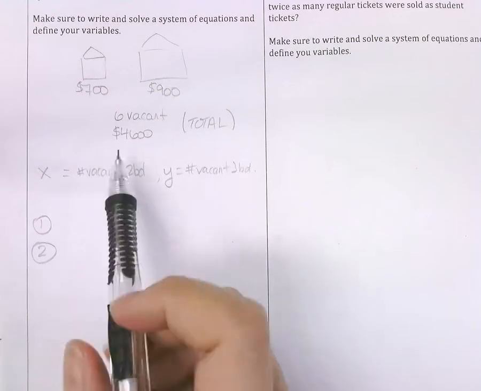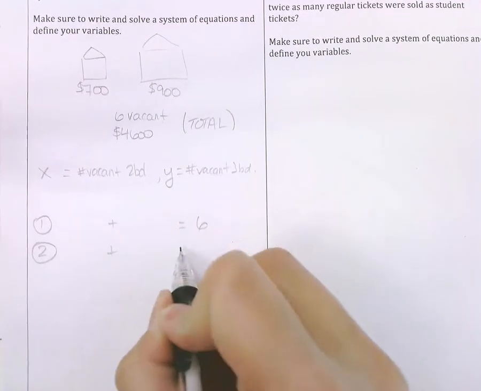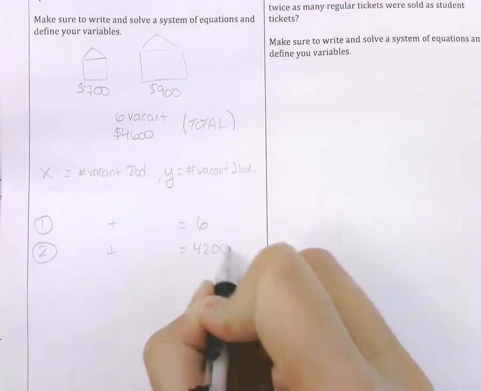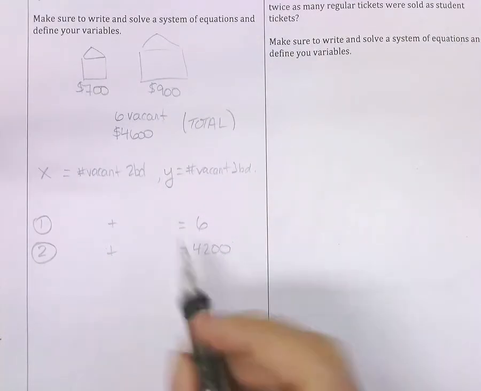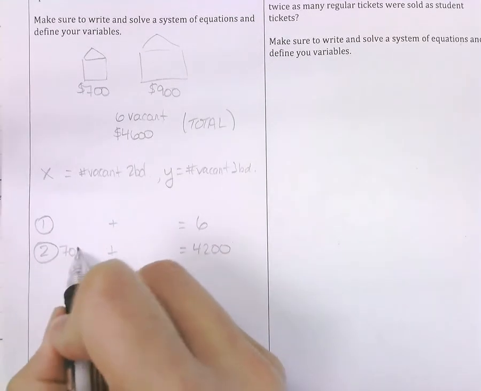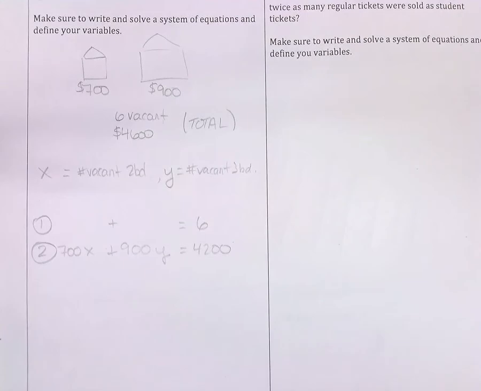Like I said, you're going to have two things. They're going to be added up and set equal to totals. The money total, guess what goes with that? Money. 700x plus 900y equals the total money we lost.